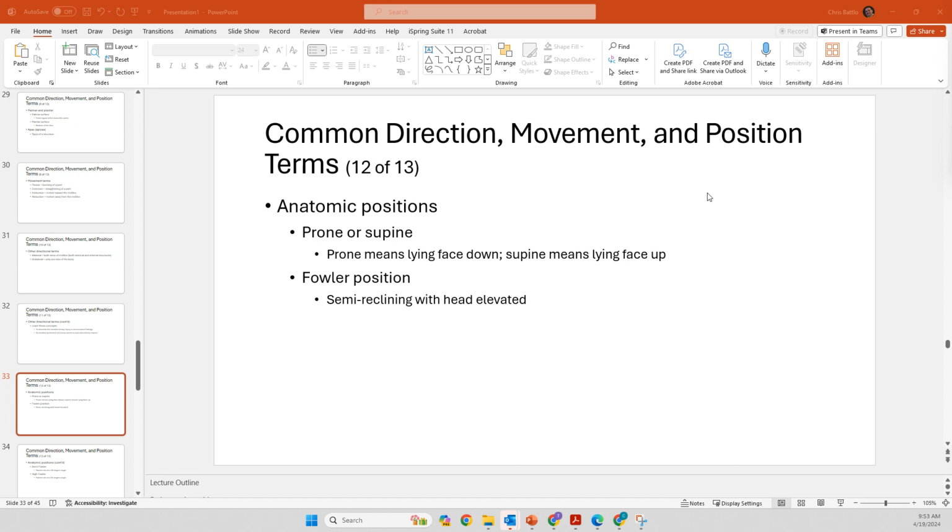Prone and supine, we will use a lot. It's how you're laying, face down and face up. Fowler position, you're sitting. We document that on almost every patient. Patient was placed on a cot in a Fowler's, semi-Fowler's, or full Fowler's position, meaning they were sitting all the way up or reclined at a certain amount.